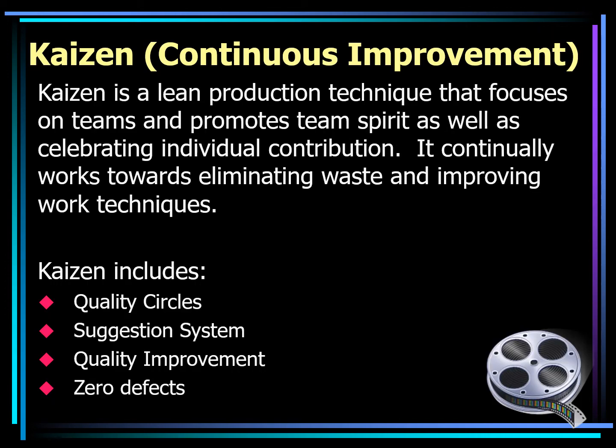So we've had a look at Kaizen before. It's all about continuous improvement, continuous quality improvement. Kaizen is a lean production technique that focuses on teams and promotes team spirit as well as celebrating individual contribution. It continually works towards eliminating waste and improving work techniques. Kaizen includes quality circles, a suggestion system, quality improvement, and having zero defects as well.